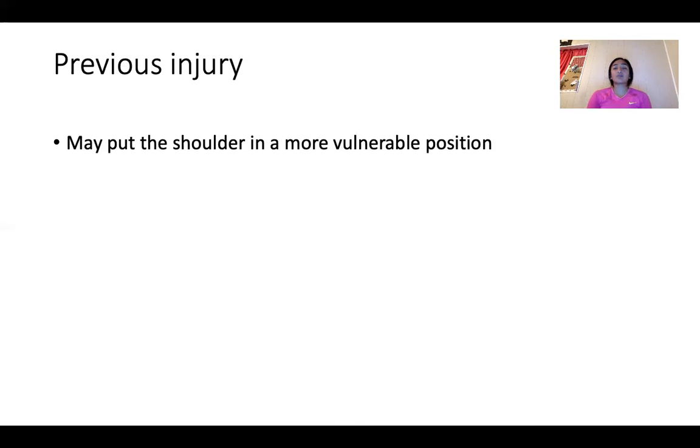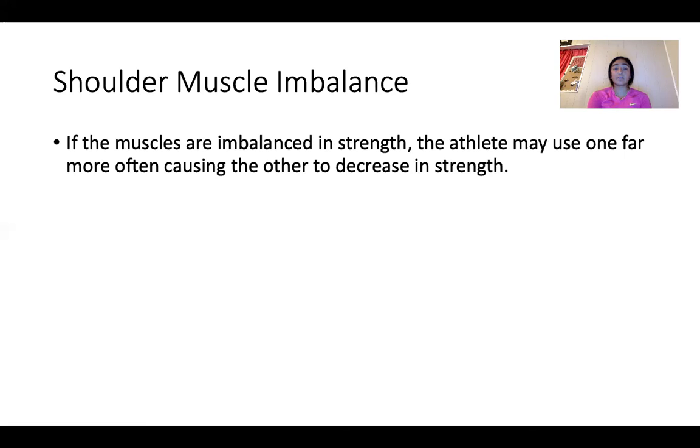Previous injury puts your shoulder in a more vulnerable position to begin with, which could more easily lead to injury. And then your shoulder muscle imbalance. If the muscles are imbalanced in strength, the athletes may use one muscle far more often, causing the other one to be decreased in strength.